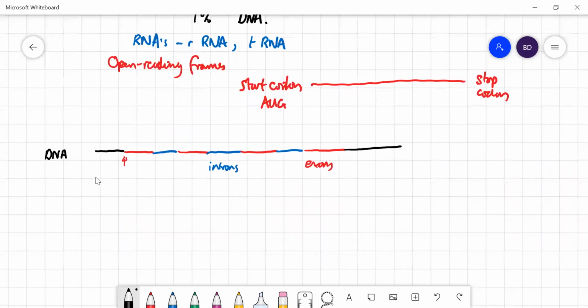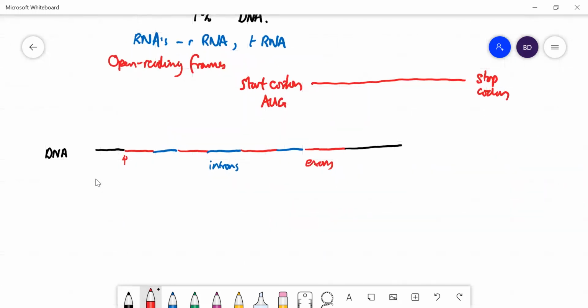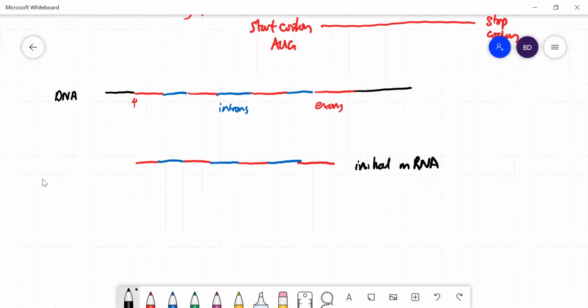So there's the DNA. What's going to be made of that is the initial mRNA transcript, which I'll draw. I've got 4 exons and 3 introns in that gene there. So there's the mRNA, the initial transcript, but that's not what is translated. What happens is that the introns are spliced out. So you end up with, right, 3 introns which have been spliced out there, and that's the mature mRNA. The introns don't make their way into the protein.